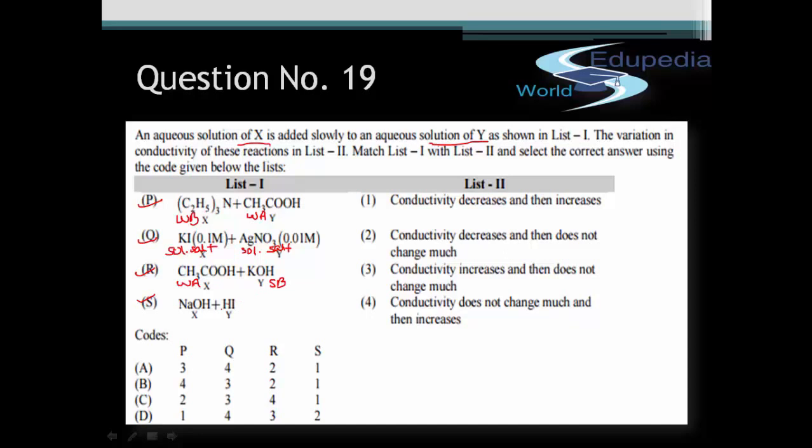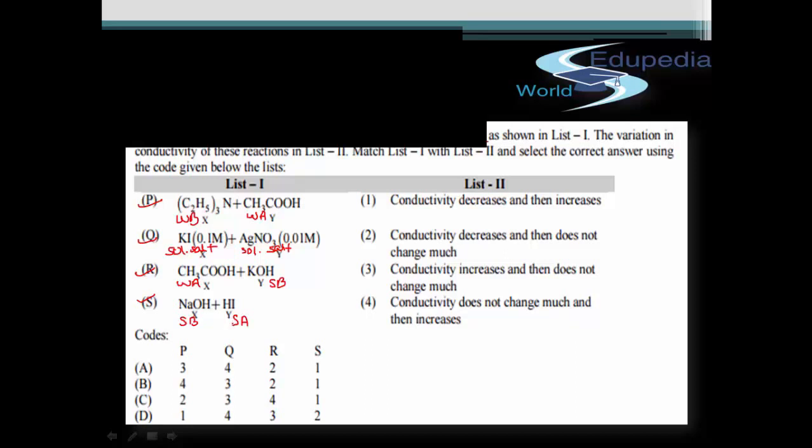I am representing it by SB. And finally in option S we have a strong base, which is NaOH, and HI, which is a strong acid. So these are the 4 options which we have been given. Let us look at their graphs one by one.